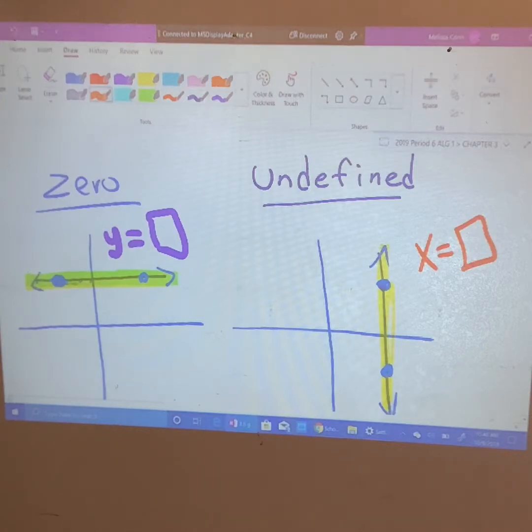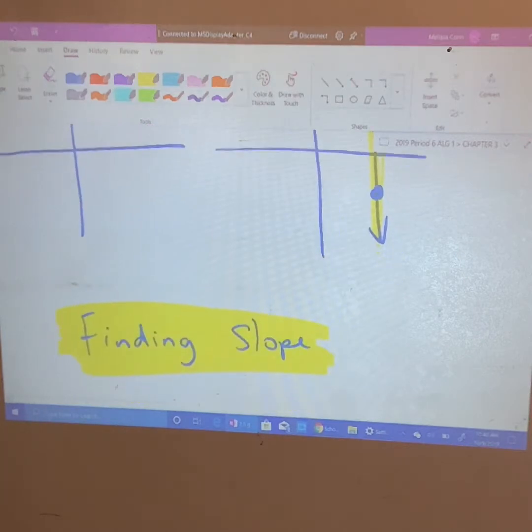Notice that this graph only crosses the x-axis. It does not cross the y-axis at all. It's just completely up and down. So those are our 4 types of graphs. And now we're going to practice using the formula to find the slope. Here we go, finding slope.